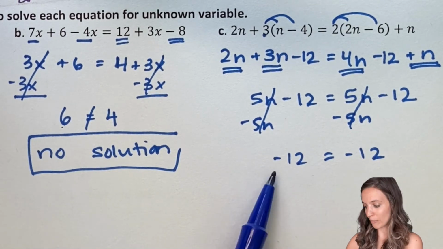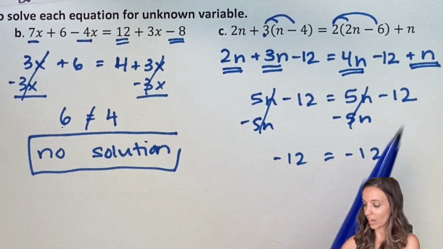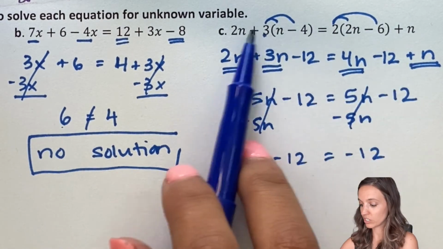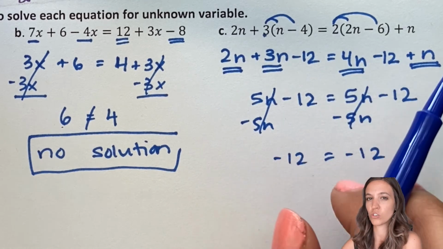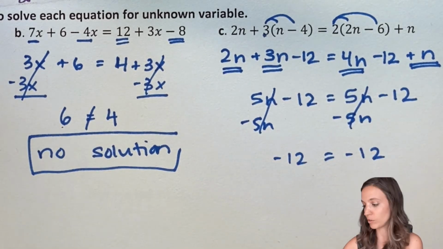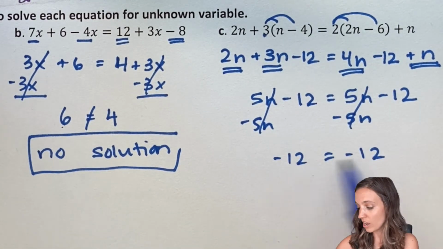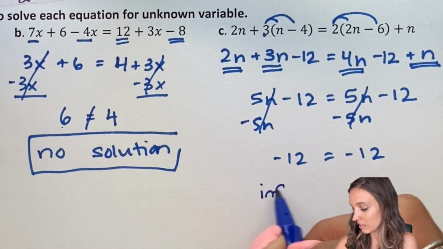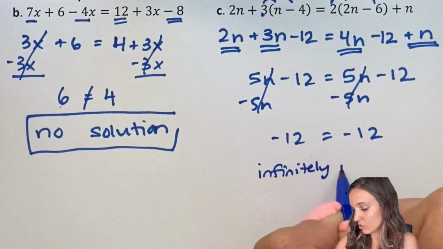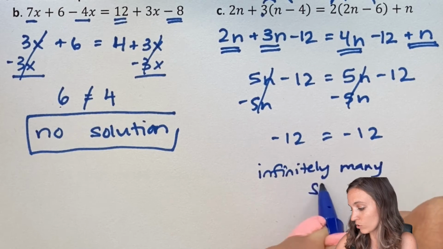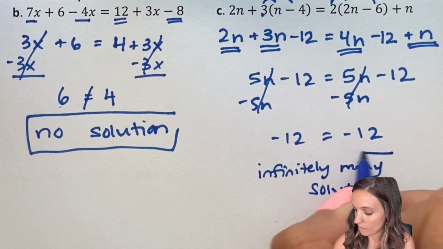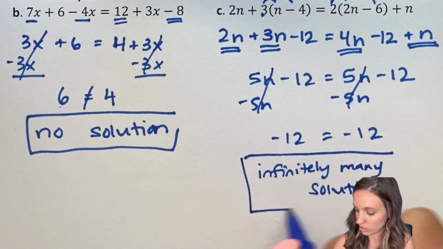So when this happens, it means that no matter which number n I plug into the original, every single one of them is going to work. Any number I could think of to plug in is going to work in this equation. So we're going to say infinitely many solutions. Any possible solution I can think of in this equation would work.